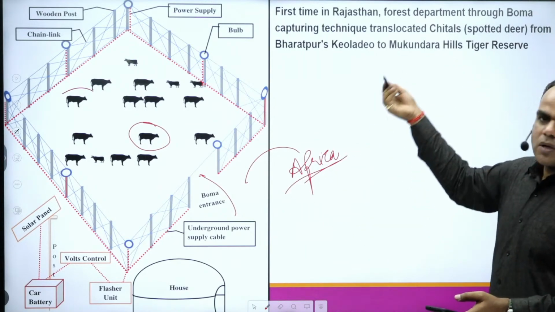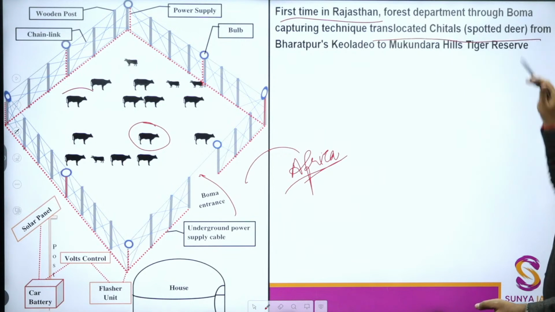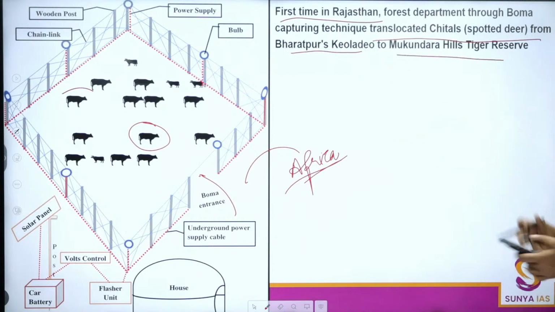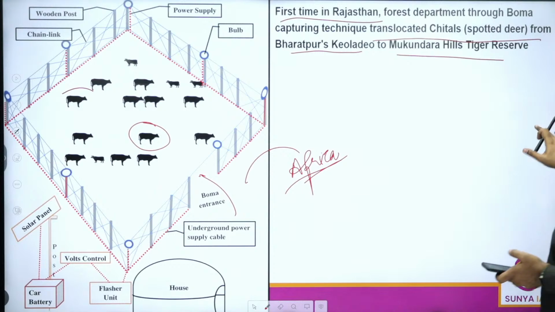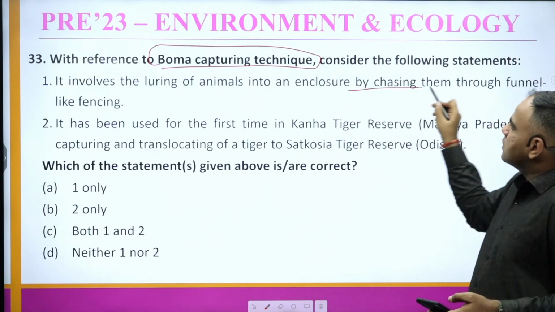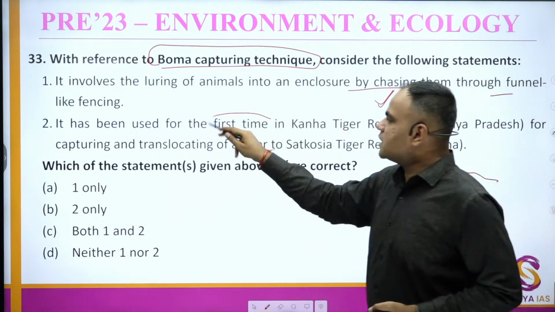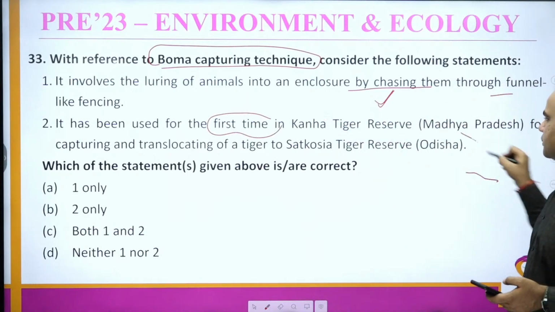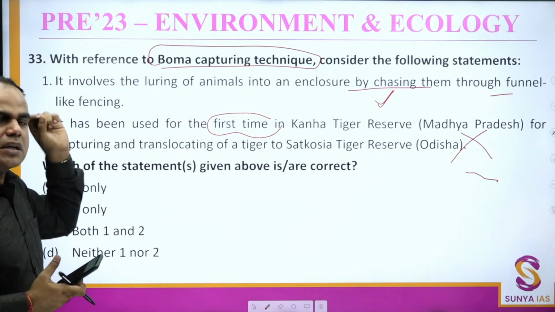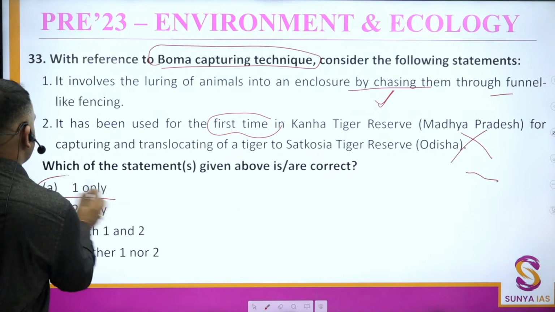Now why was this in use? The first time in Rajasthan, it was used for translocation of cheetal, the spotted deer, from Bharatpur's Keoladeo to Mukundra Hills. So the context is also clear and known to you. Now let us see the question; this will become easy to understand. Luring of animals and chasing them into this fencing, this is true. Used for the first time in Kanha, Madhya Pradesh? No, this is not correct. It was from Keoladeo to Mukundra, and it is basically related to the spotted deer known as cheetal. So the question is asking what is correct. The answer is 1 only.